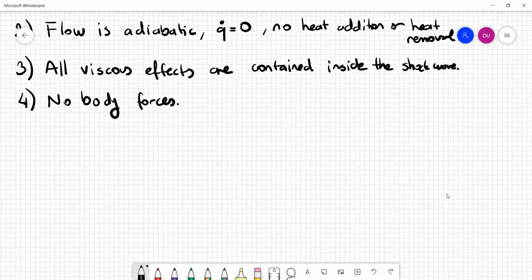Oblique shocks than a normal shock wave? It depends on the geometry. It depends on the geometry.